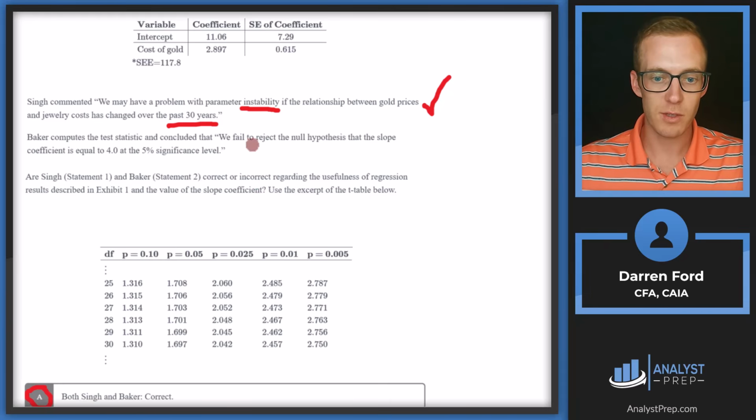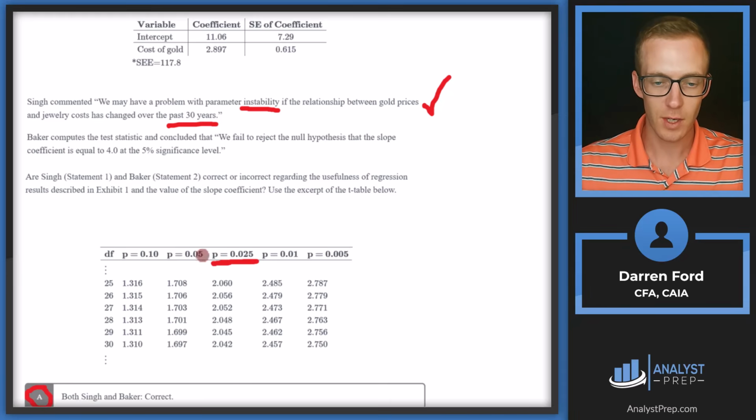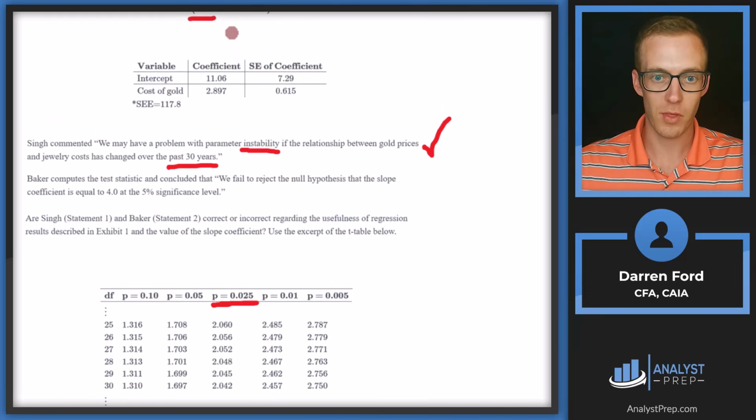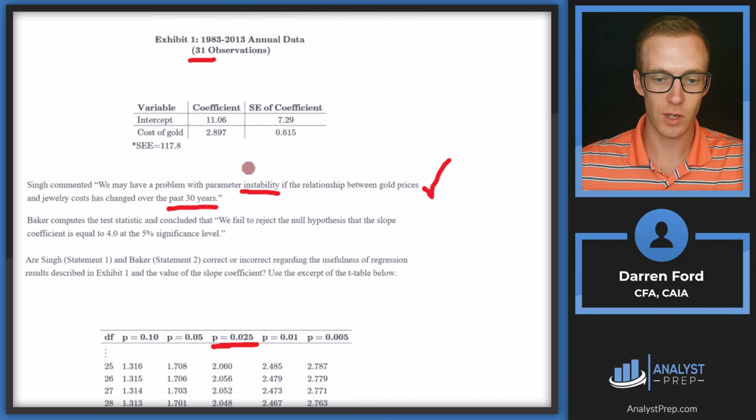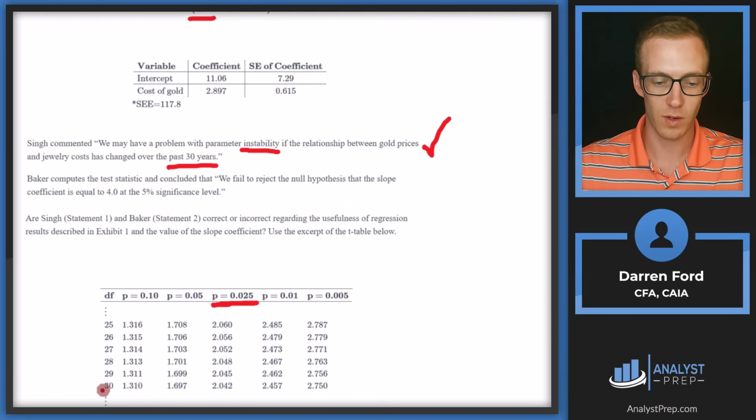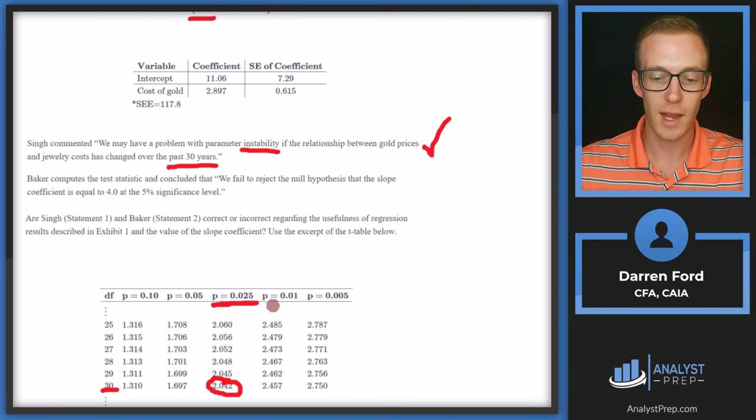So this is going to be a two-tailed test. And since we're looking at 5% significance, we're actually going to be doing P equals 0.025. So this is what we're going to be testing against. We have 31 observations, and so our degrees of freedom is going to be 31 minus 1, so degrees of freedom will be 30, and so we're going to be comparing against a critical value of 2.042, and since it's a two-sided test, it'll be 2.042 or minus 2.042.